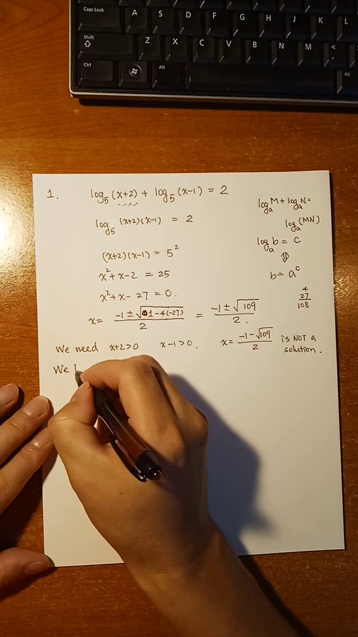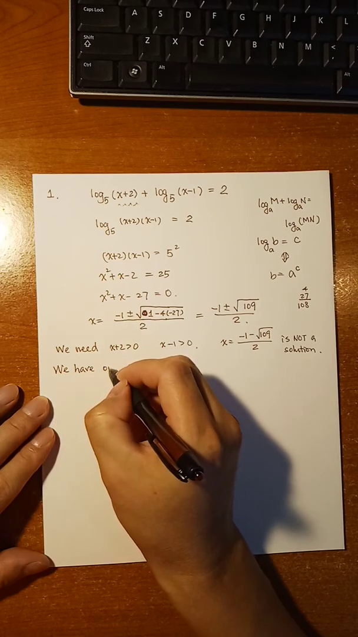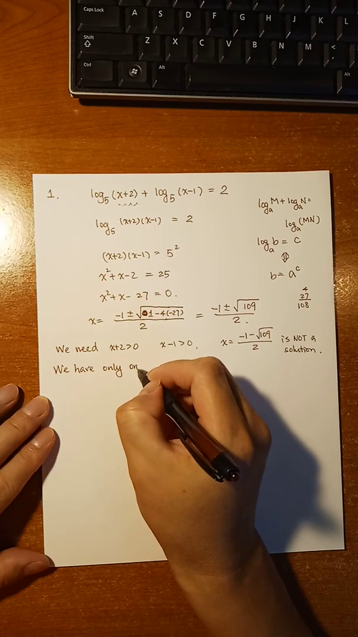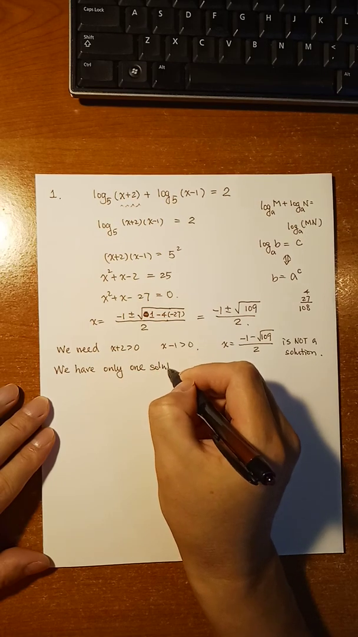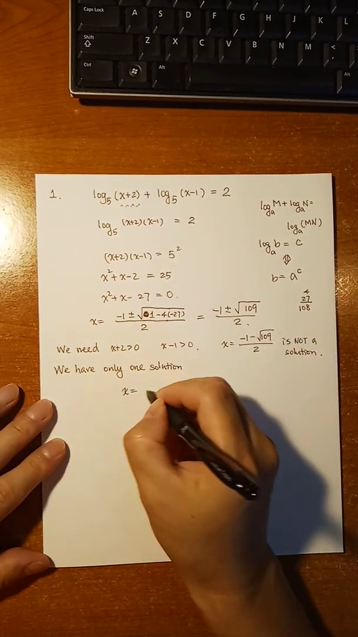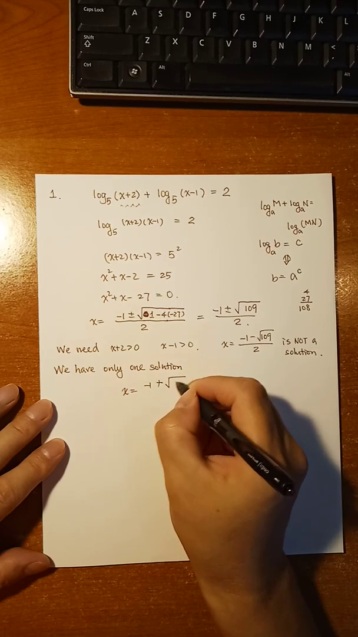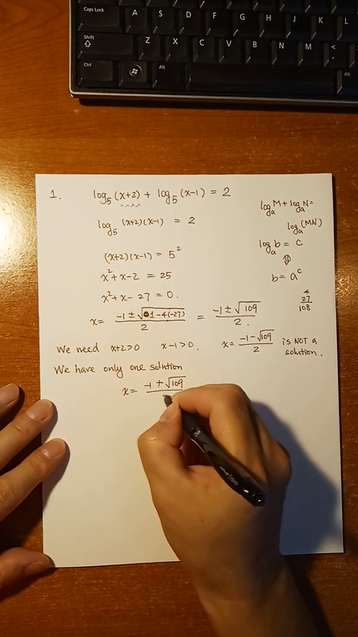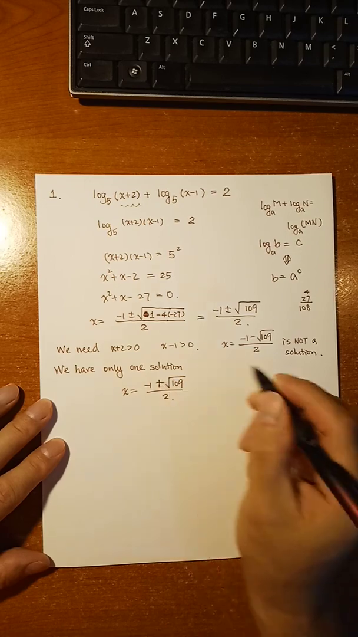We have only one solution. What is that? It's x equal to negative 1 plus square root of 109, over 2. Okay, just plus, no minus.